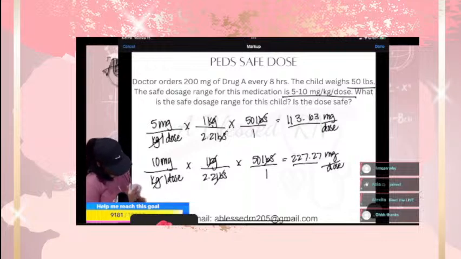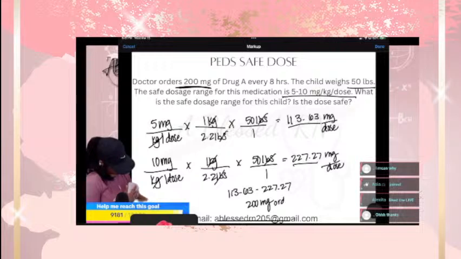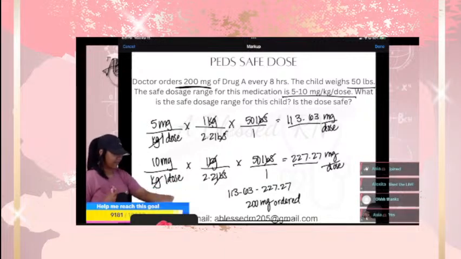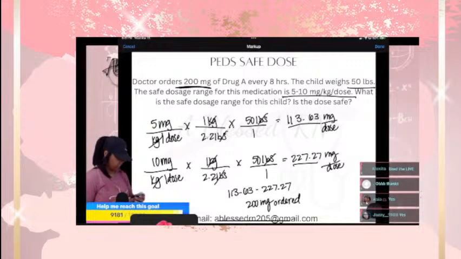So the doctor has ordered 200 milligrams. Okay. Is this dose safe? Yes.